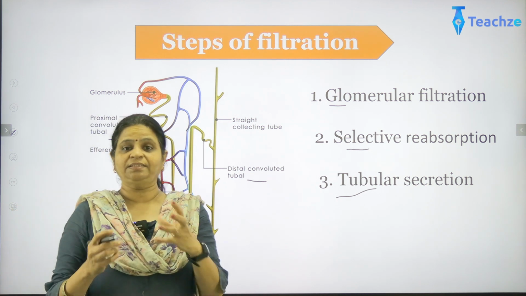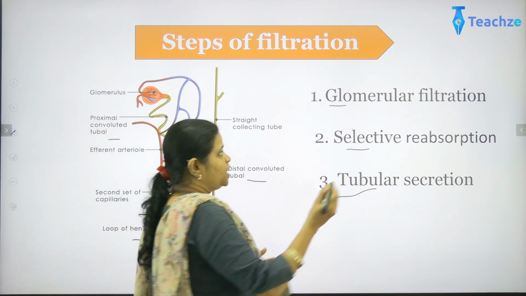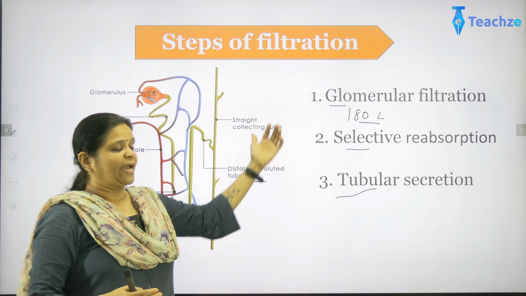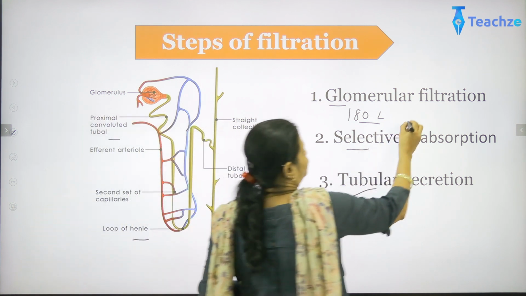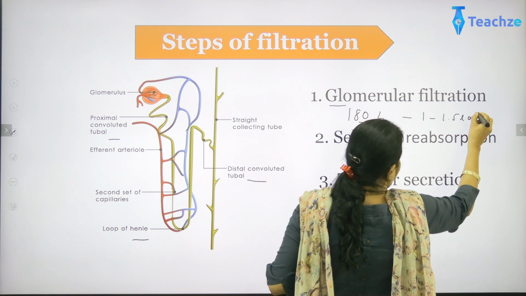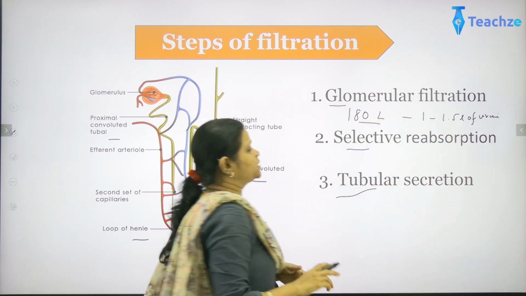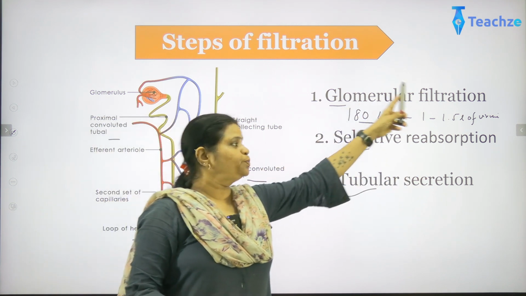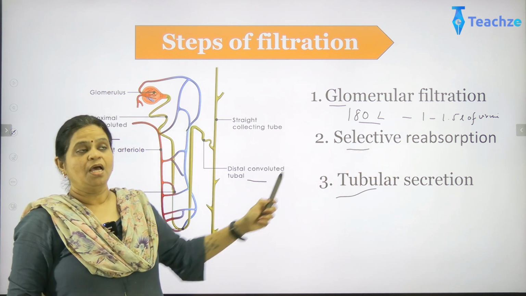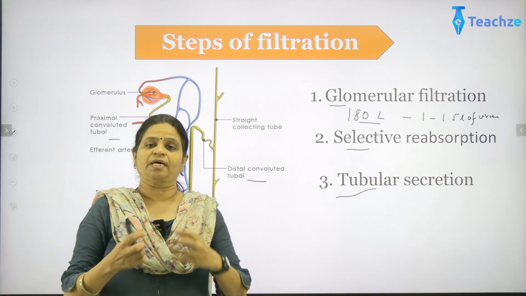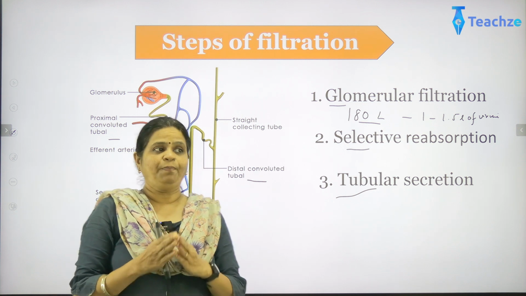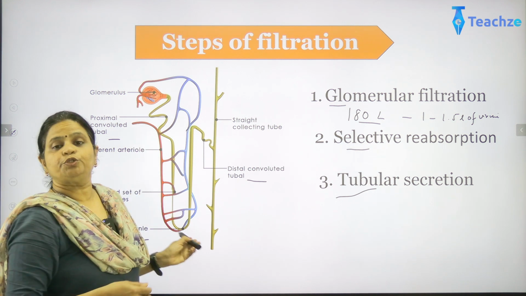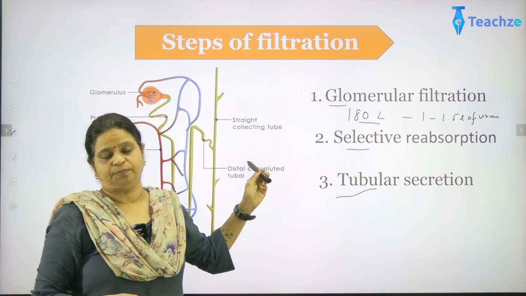Now, how much are we looking at in glomerular filtration? 180 liters of blood is filtered so that the entire process gives an output of 1 to 1.5 liters of urine. So you can see that there is a lot of filtration here. From 180 liters of blood filtered, the output will be 1 to 1.5 liters of urine. Most of the absorption and reabsorption happens in the uriniferous tubule, that is the proximal convoluted tubule, the loop of Henle, and the distal convoluted tubule.